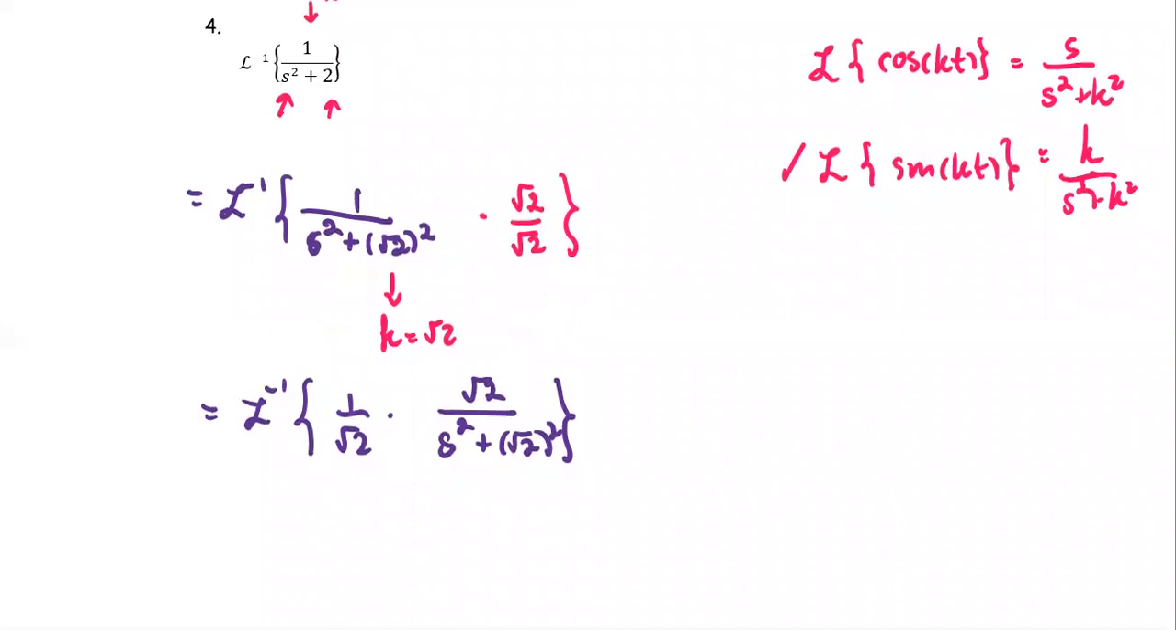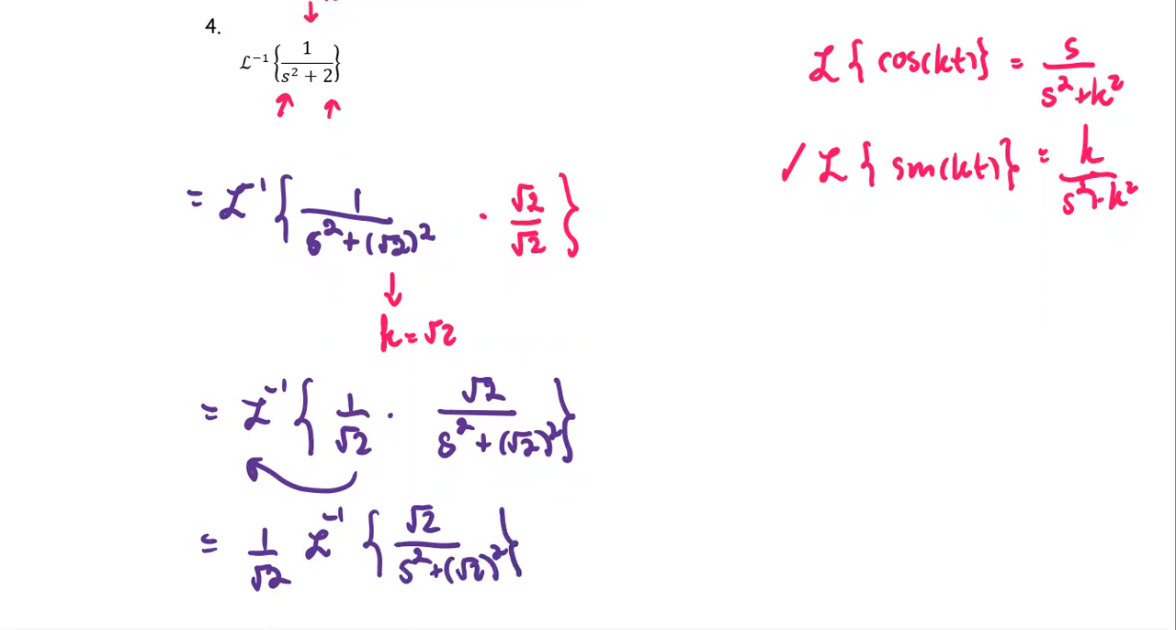And the constant will come outside, becomes 1 over square root 2, the inverse Laplace of square root 2 over s squared plus square root 2 squared. And this will give us 1 over square root 2 multiplied by sine of kt, where k is square root 2, so sine of square root 2 times t. And this is the inverse Laplace of 1 over s squared plus 2.